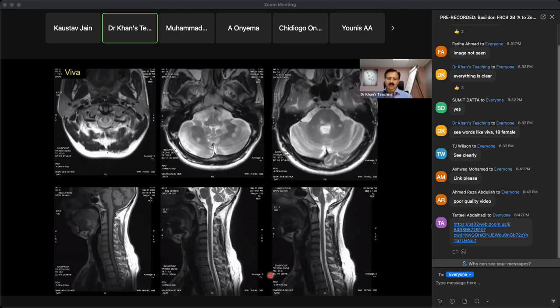Don't worry. So look at the cord. Anything abnormal in the cord? Yep, there's high signal at the level of C2 in the posterior aspect of the cord, and there are also lesions within the pons, so we could diagnose dissemination in space. Excellent.